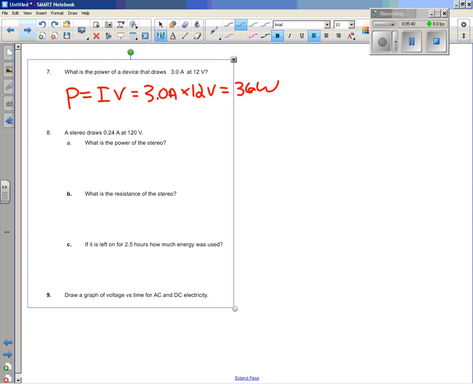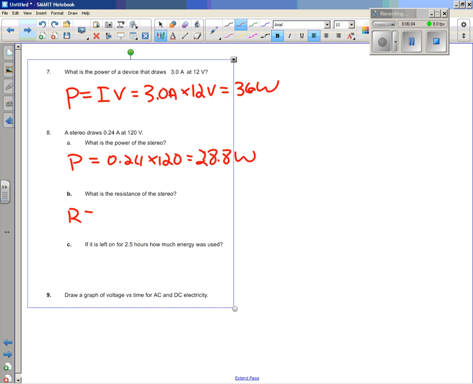A stereo draws 0.24 amps at 120 volts. What's the power? Same exact formula. Power equals current times voltage, so 0.24 amps times 120 volts. That one I need the calculator for. 0.24 times 120 gives me 28.8 watts.